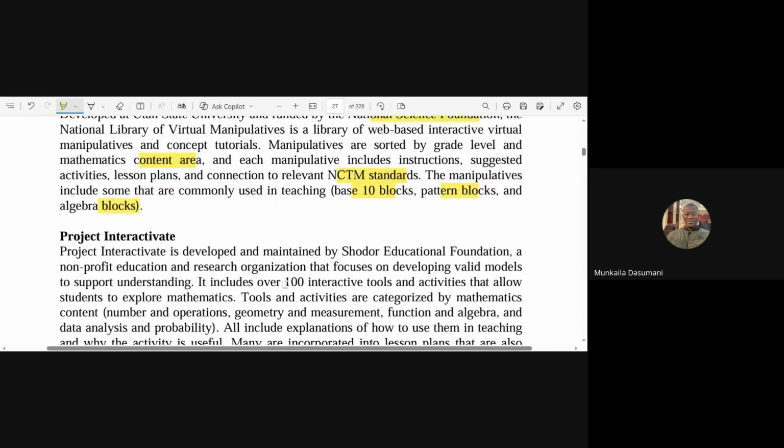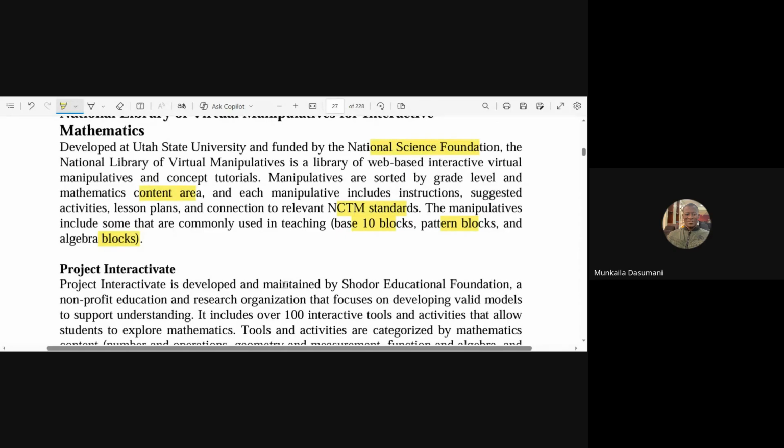If you go there and want to see manipulatives for teaching fractions, you can get them. For teaching area of a circle, you can get them. We have just tried to group them like that. And some of them is the project interactive.